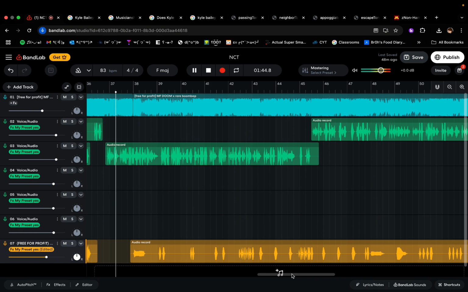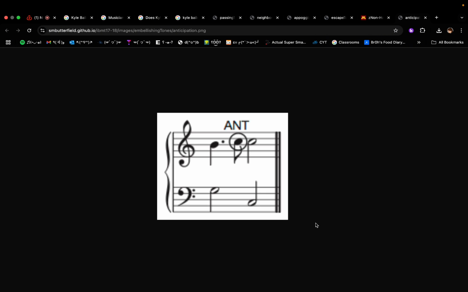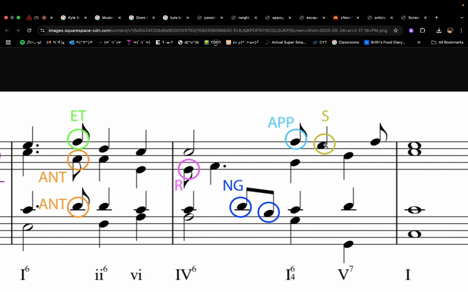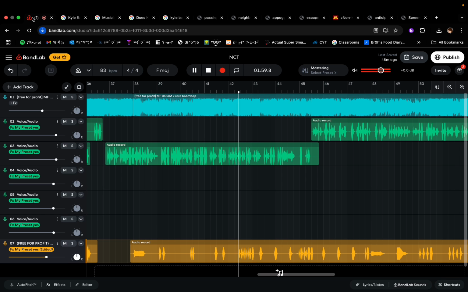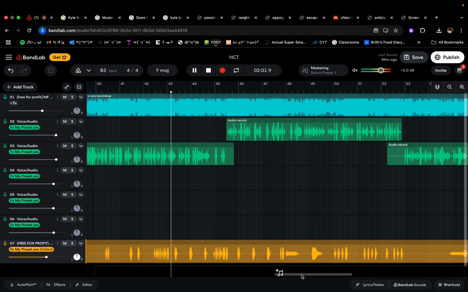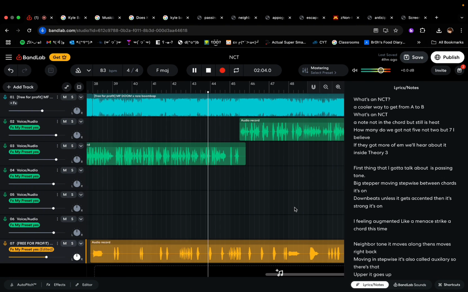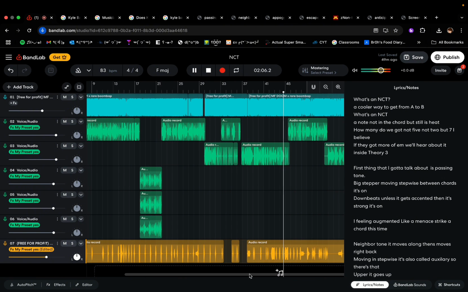There's also suspensions, which occur when a note is sustained from a previous chord and resolves downward by step after the harmony changes. They're usually accented and categorized by their intervals, like 4-3, 7-6, 9-8, all that. Anticipations, those are also a thing. That's when a note belongs to the next chord but is played early, before the chord arrives. It is typically unaccented and resolves by holding on to the new harmony.